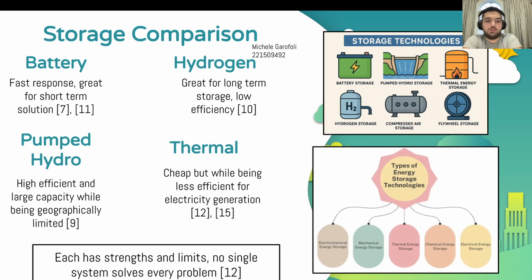So for the storage comparison, batteries give fast response and they're great for short-term solutions. And hydrogen is great for long-term storage, but has low efficiency. Pumped hydro is highly efficient with large capacity, while being geographically limited. And thermal is cheap while being less efficient for electricity generation. So each has its strengths and limits. No single system will solve every problem.